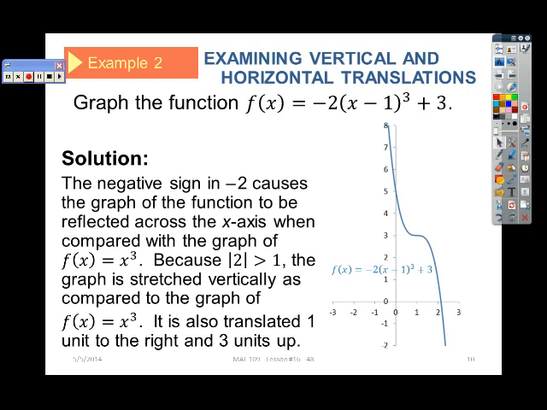We're stretching it away, so it's going to be elongated vertically. We have moved it 1 unit to the right, and we've moved it 3 units up. But otherwise, it's that basic S shape. With these kind of modifications, we can get there.